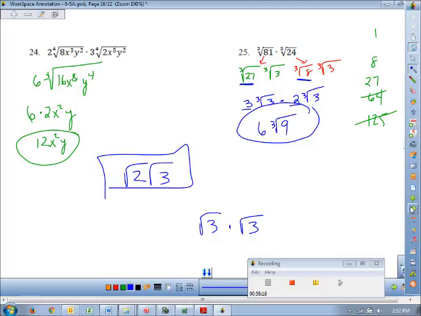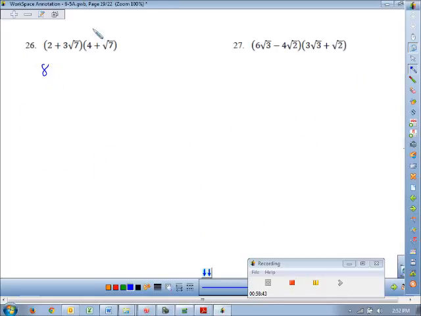What are we taking times each other? A what times a what? A binomial times a binomial. What's the process called? FOIL. First terms times each other. 2 times 4 is 8. Outside terms times each other. 2 times the square root of 7 is 2 square roots of 7. Inside guys times each other. 3 square roots of 7 times 4 is 12 square roots of 7.